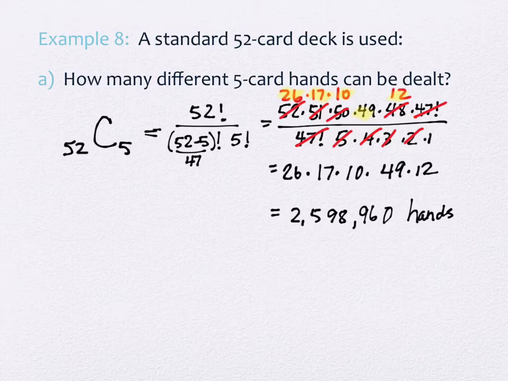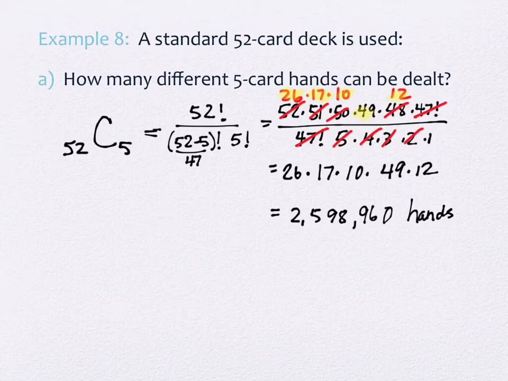2,598,960. That's a lot. And it really is. And that's why it starts to become very obvious why playing cards is such a randomized event that you can play the same game so many times and it doesn't lose its appeal, right? It doesn't become the same thing over and over again.